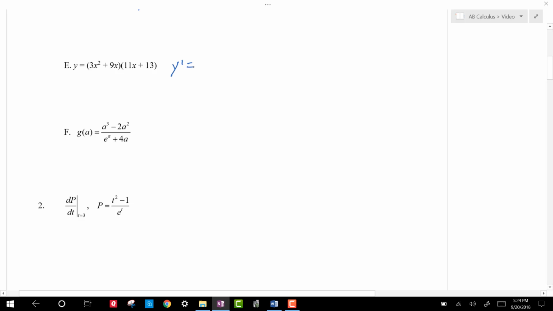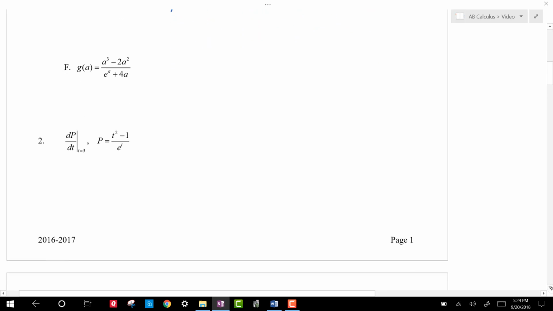Letter E, same thing, product rule. Y prime equals derivative of the first. That's going to be 2 times 3 is 6x plus 9. That's the derivative of the first. Times the second, 11x plus 13. Plus the first part, 3x squared plus 9x, times the derivative of the second part, which is just 11. That one's also done.